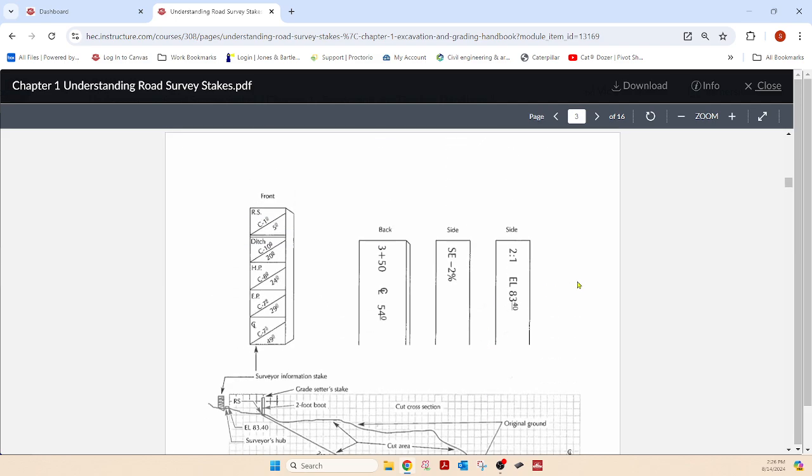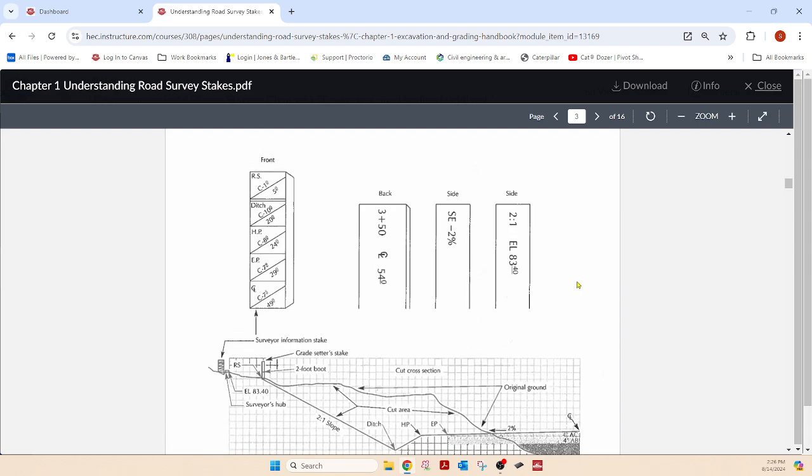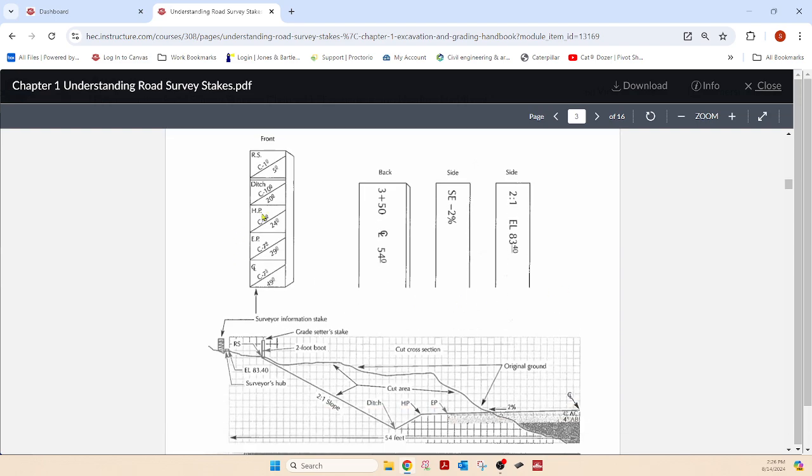I don't know if you heard the brake squeal, but I just put them on. So this right here is a single line reference, reference point to slope stake, or information stake, or surveyor's information stake. This is where your set of directions are that you will end up putting on your reference stake, which is located where my arrow is right now.